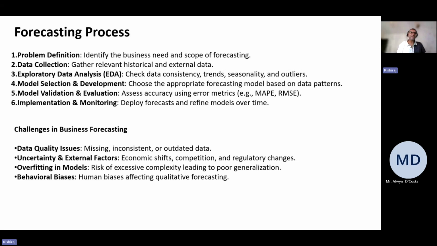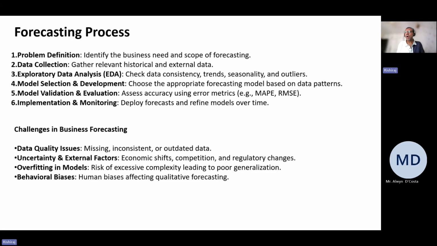Then we have data collection. We gather historical data and external data, secondary data, government data. Some data is available within the organization, within the system, some software system. Some of the data is not available within the company, so it is external data that may not be available in a soft copy format. It may be hard copy, so you then have to digitize it.